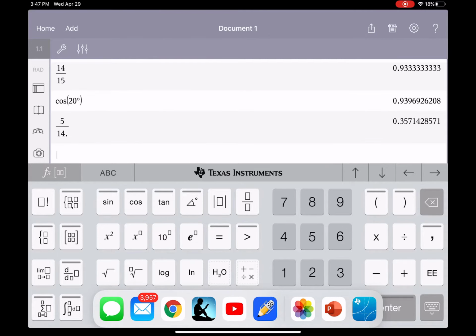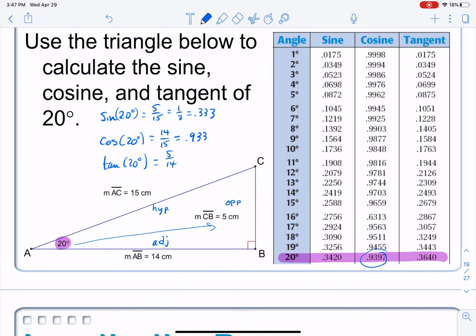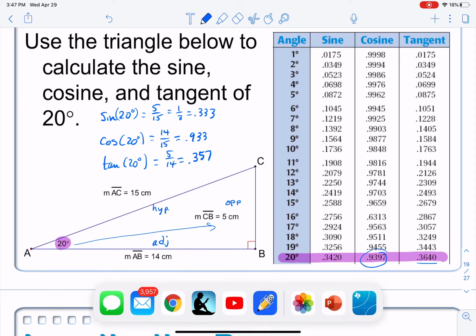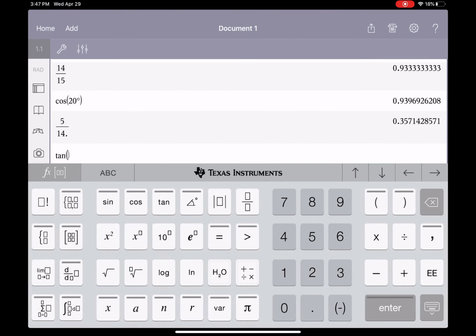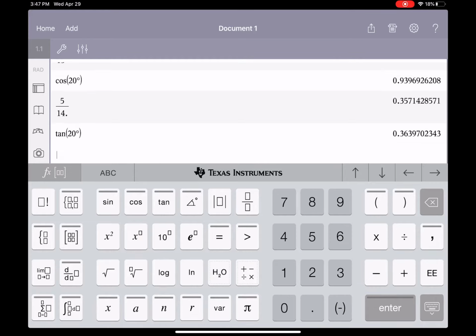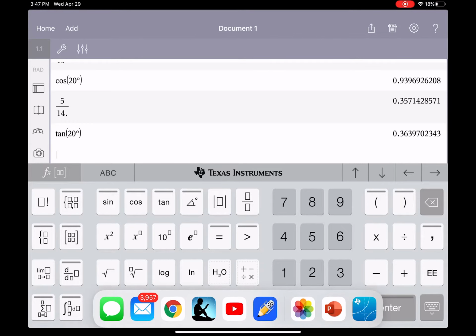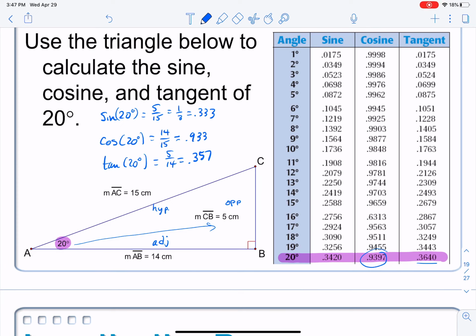And what was it on the table? 0.357. And then what is it actually on the calculator? What is tangent of 20 degrees-ish? There you go, right? All right, so that doesn't seem very accurate. If I'm just measuring to the nearest centimeter, each one of these numbers doesn't seem very accurate as finding the value of sine, the cosine, and tangent.